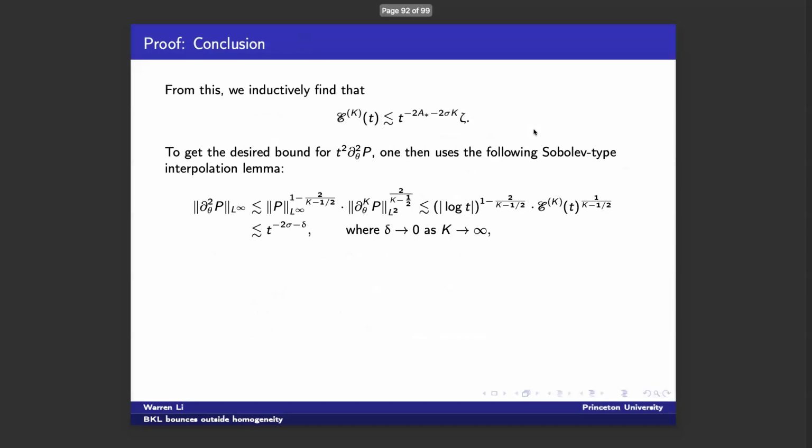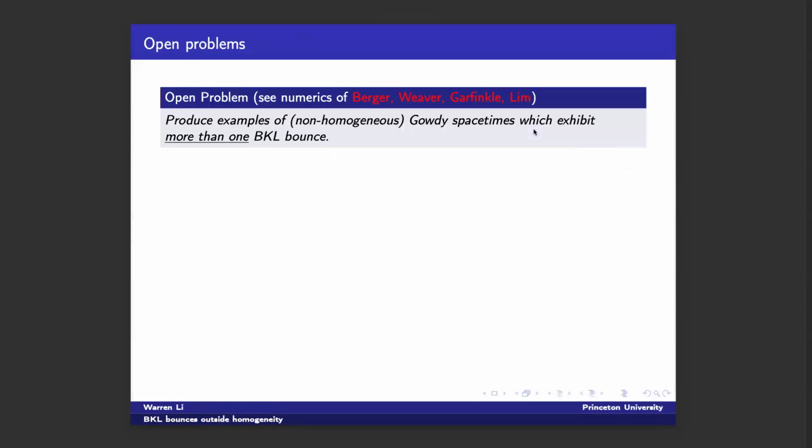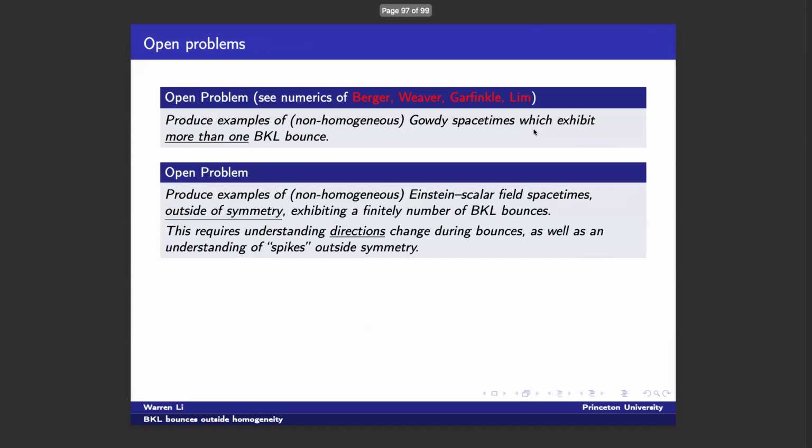But anyway, with that in mind, let me present some potential future directions. Firstly, it'd be nice to understand examples, even in this Gaudi setting, which exhibit more than one bounce. As I said, that might be related to understanding this high velocity regime where -TTP is allowed to be bigger than 2. There's lots of numerics in this direction from various people. If I now go completely outside of symmetry, let's say I want to understand bounces in the full 1+3 setting.